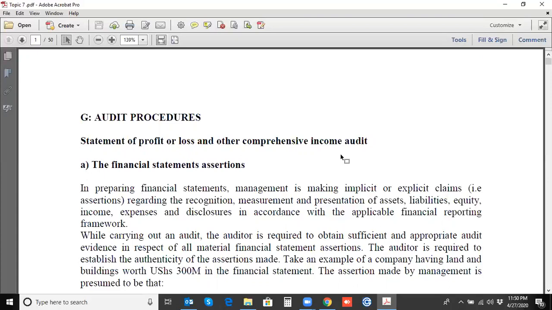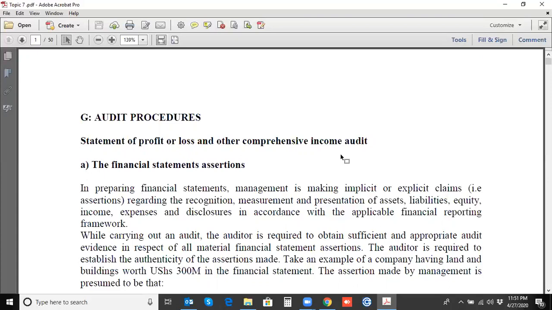So the income statement and the balance sheet are going to give basis for the other components of the financial statements. And you're going to find that most of the audit procedures are going to be focusing on the income statement items and also on the statement of financial position items, and then a few procedures for notes and other disclosures to the financial statements.